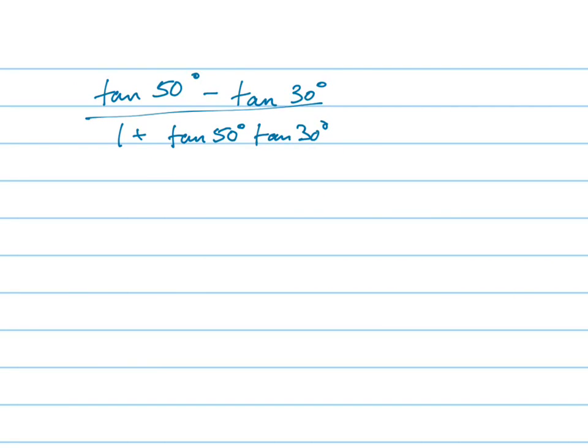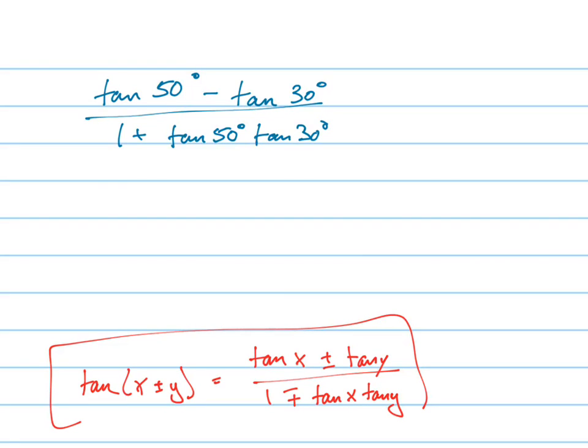So here's another problem, a similar thing. If you see this, it might look like a big old mess, but if you remember your trig identities, you know that this was one of your sum and difference identities, the one for tangent. It's the tangent of 50 minus the tangent of 30. See how it's a minus on the top? Which means it's going to be a minus inside the parentheses.